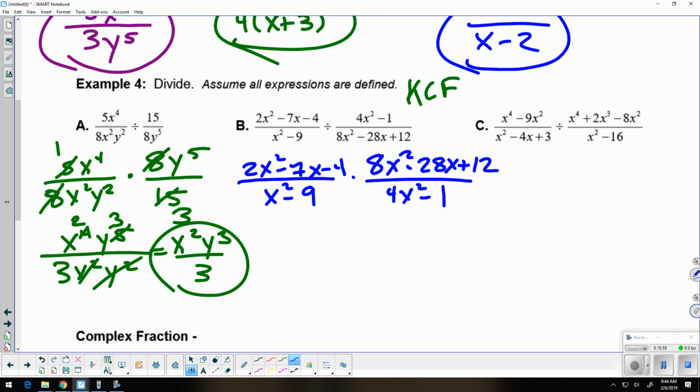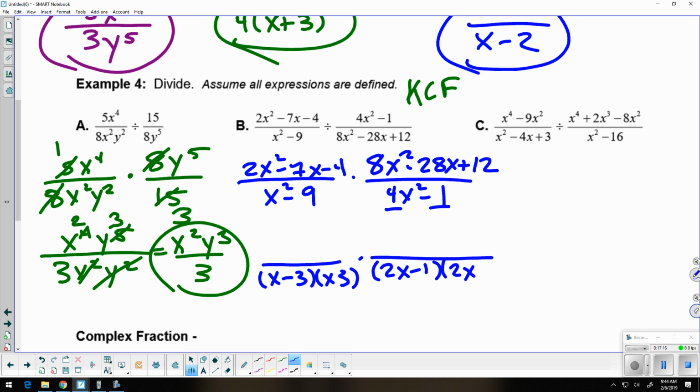Okay, this one's not going to be too fun to factor, but that's okay. We can manage it. The first fraction, I'm going to actually start with my denominator because that's easier. That's x minus 3, x plus 3. And might as well do the second one too on the bottom. That's also a difference of squares. That's 2x minus 1, 2x plus 1.